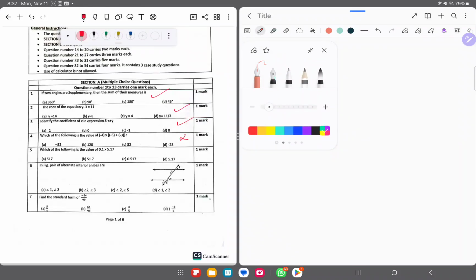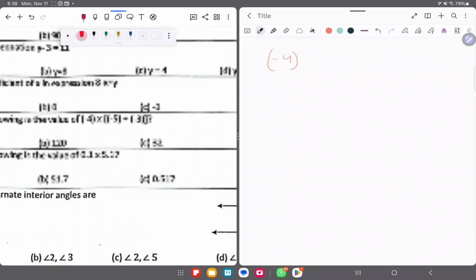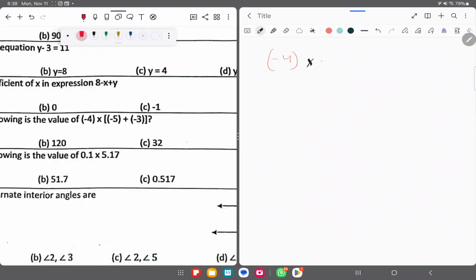Let me change the pen a bit. -4, and then we've got -4 multiplied with -5 plus. This one is very thick still.